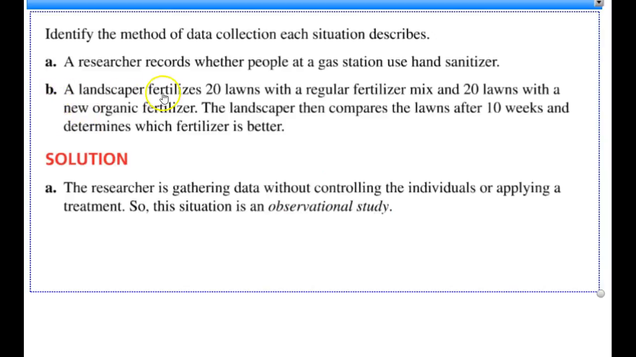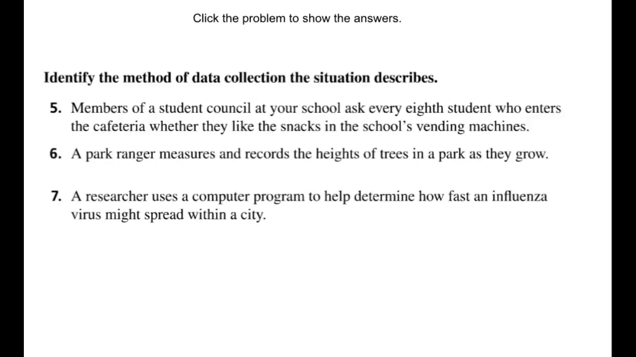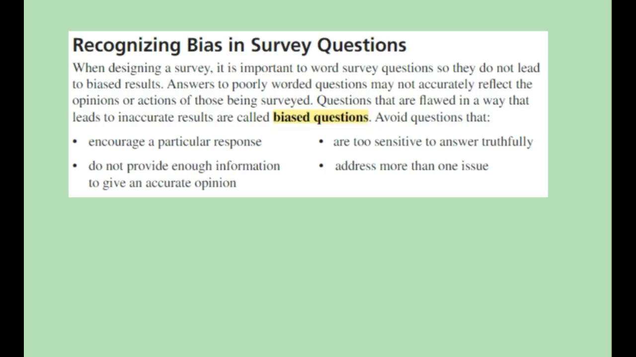Let's look at B. A landscaper fertilizes 20 lawns with regular fertilizer mix and 20 lawns with a new organic fertilizer. That landscaper compares the lawns after 10 weeks and determines which one's better. So here I see that something is actually being done by somebody. So that's going to be an experiment. When I gather data after doing something different, that's called my experiment. Here I want you to try this monitoring progress, see what you can come up with for that.